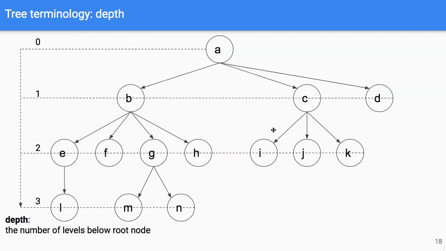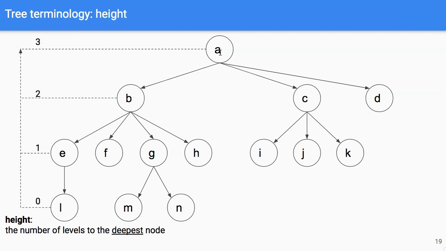And then there is the depth. Depth is counting from the top of the tree going downwards. The root of the tree is at depth 0, and then you go down one level. All the children of the root are at depth 1. All the grandchildren of the root are at depth 2, and so on and so forth. So depth is really just the number of levels below the root. It's all relative to the root.